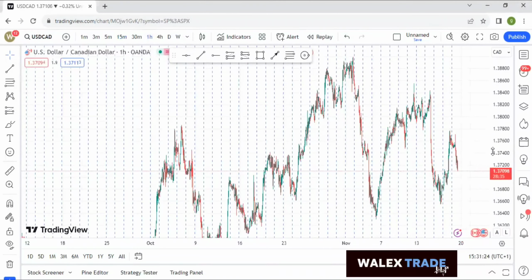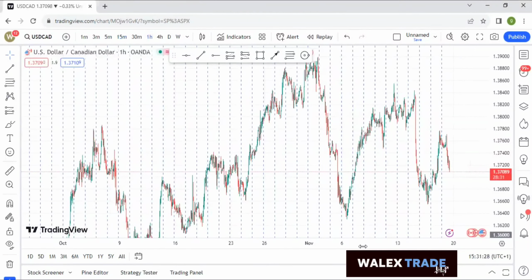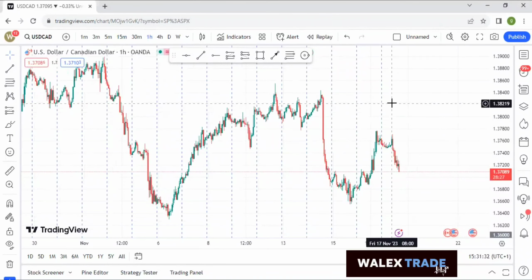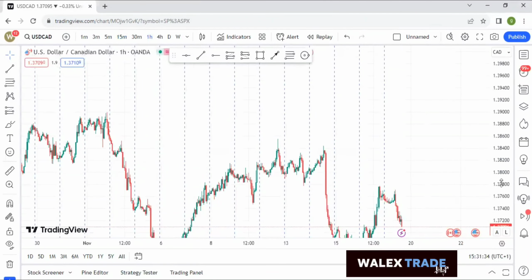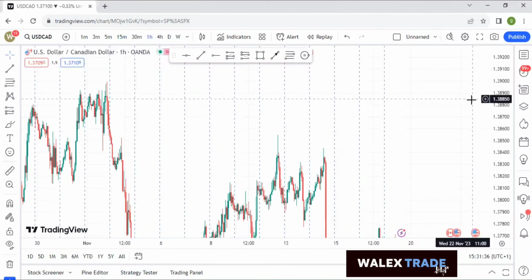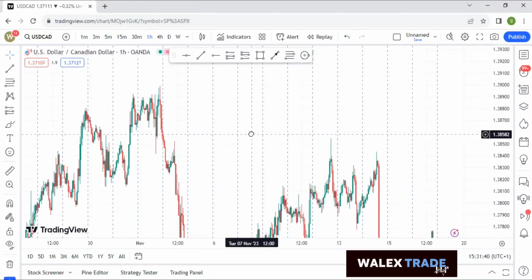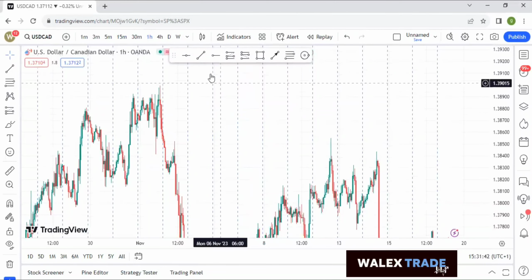Okay, let me just quickly use this one. Let me adjust it a bit. Yeah, nice one. So this is on the 1 hour time frame. So let's draw our trend line.